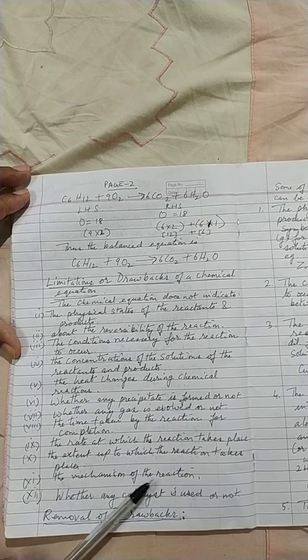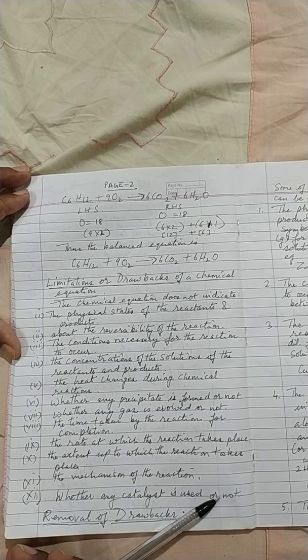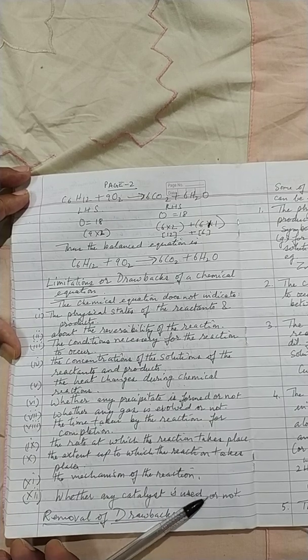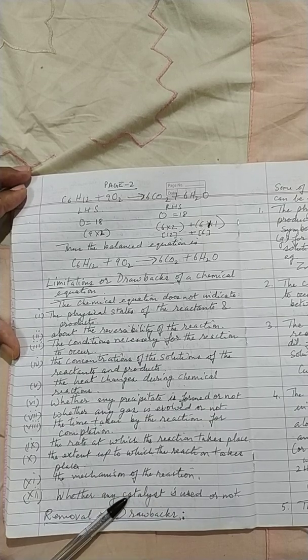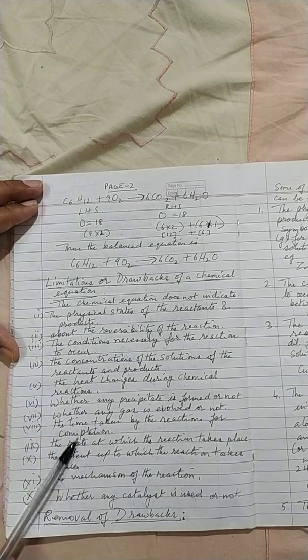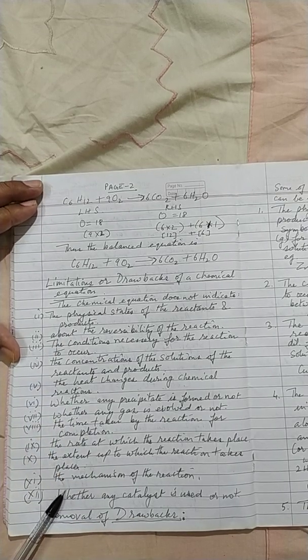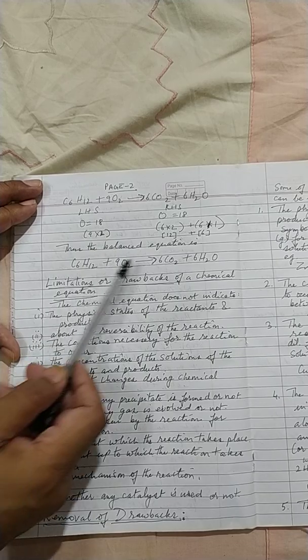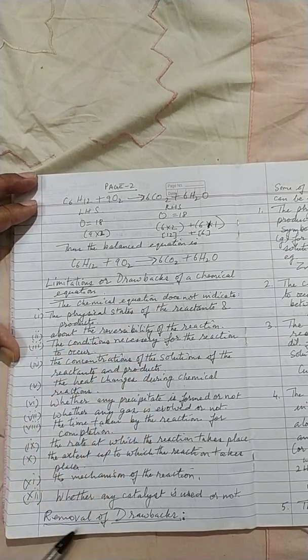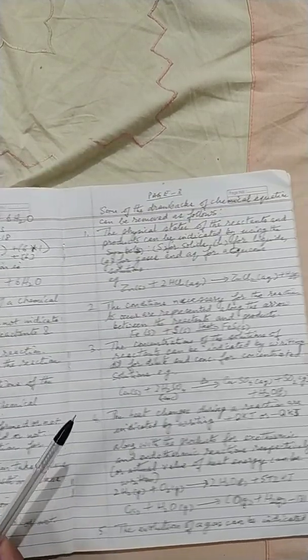What is the mechanism of the reaction? Whether any catalyst is used or not, or a promoter has been used or not. So all these limitations or drawbacks, 12 drawbacks we saw in this chemical equation. Now, how can we remove these drawbacks, children?